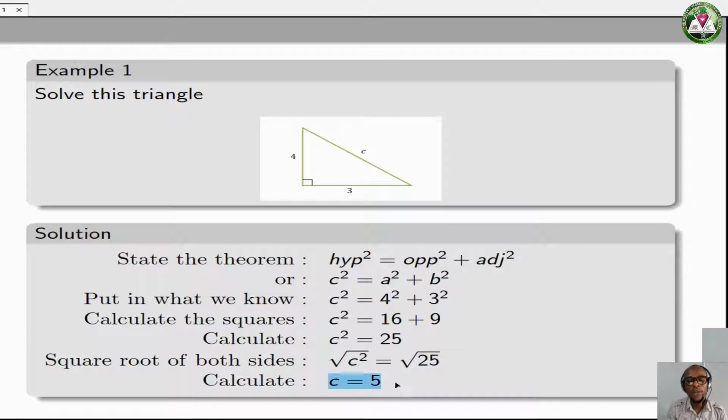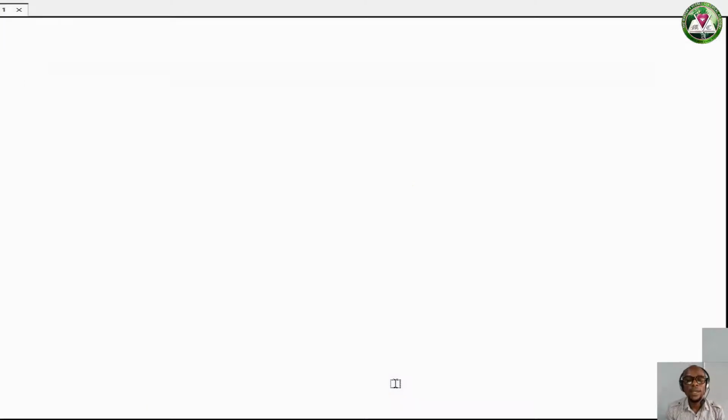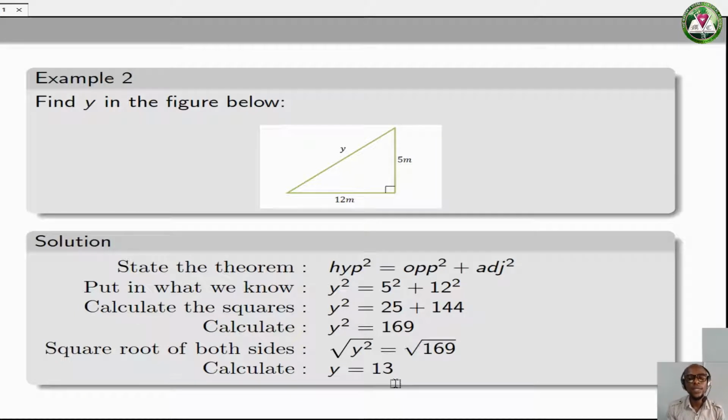So can you see a very useful way we can get an unknown side in a right angle triangle using our Pythagoras theorem. Now let's take another example. You can see the triangle here is somewhat inverted. It's all the same. The major thing for you to know here is where the right angle is located. And the side opposite that right angle is referred to as our hypotenuse. So when you can get hold of that, then you're good to go. So in our example here, we are asked to find y in this figure below. And also, what's the unknown side here?